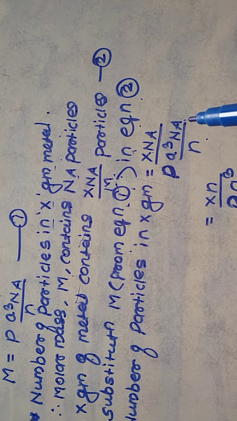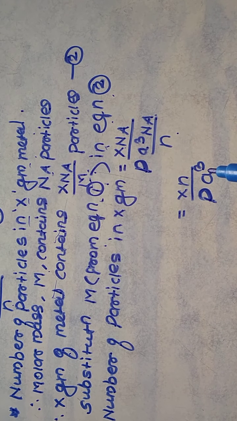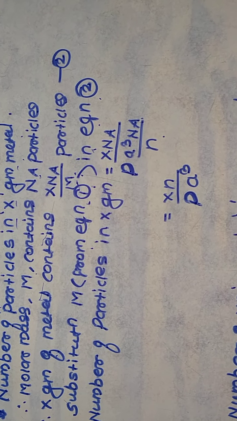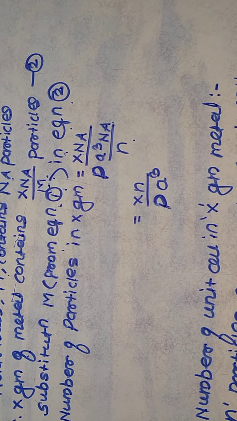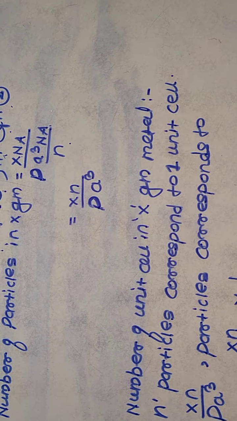What will you get here? You can simplify this equation. Finally you get x n upon rho into a cube. So the number of particles in x gram is x n upon rho a cube.